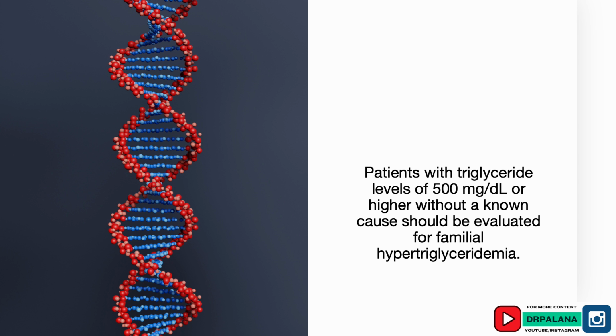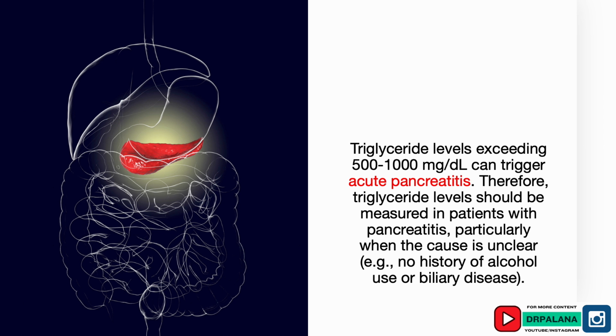Patients with triglyceride levels of at least 500 without a known cause should be evaluated for familial hypertriglyceridemia. Triglyceride levels exceeding 500 to 1000 can trigger acute pancreatitis. Therefore, triglyceride levels should be measured in patients with pancreatitis, particularly when the cause is unclear, so, no history of alcohol use or biliary disease.